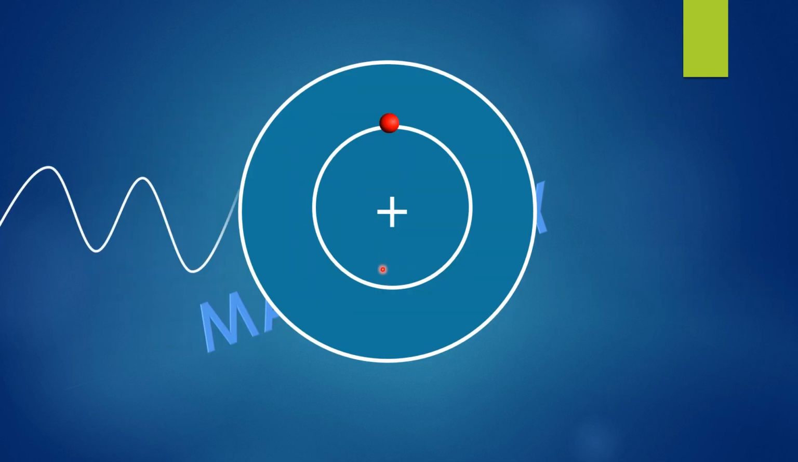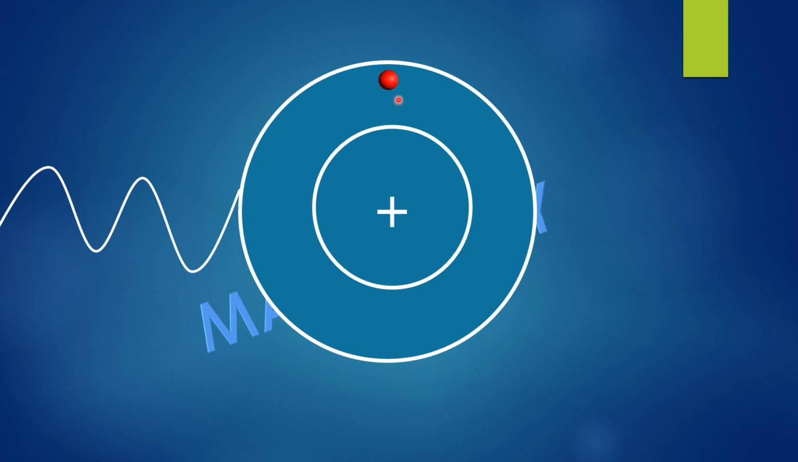Now see this one, another important postulate given by Niels Bohr. When a certain amount of energy or radiation falls on the atom, the electron absorbs the energy and jumps to a higher energy level. The electron is moving from the ground state to the higher energy level. But the electron cannot stay in the excited state, the higher energy level. This is known as the excited state and this one is known as the ground level. So the electron cannot stay in the excited state and it comes back to its ground state.